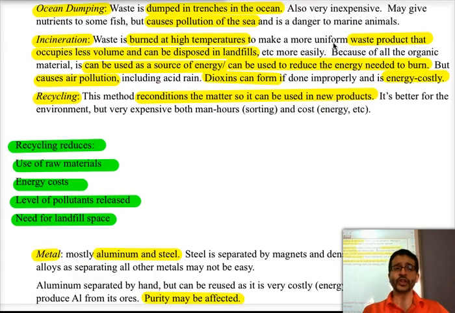So recycling is good because it reduces the use of raw materials. It normally tends to reduce energy cost overall. Instead of using new materials, it takes a little bit less energy for most processes to use recycled materials. It reduces the amount of pollutants that are being put out into the environment, and it reduces the need for landfill space.